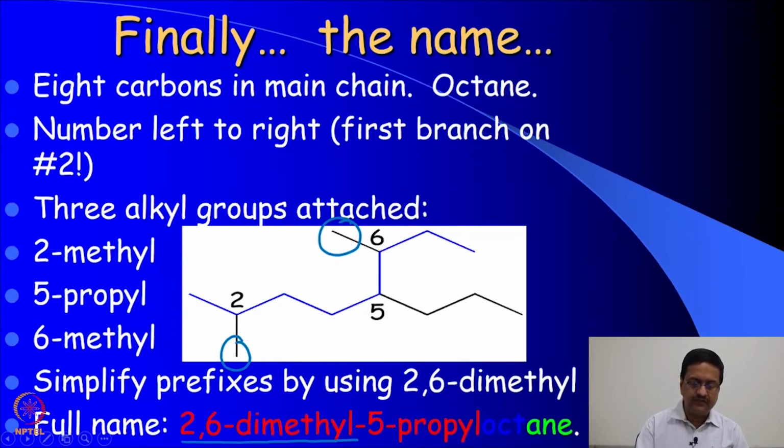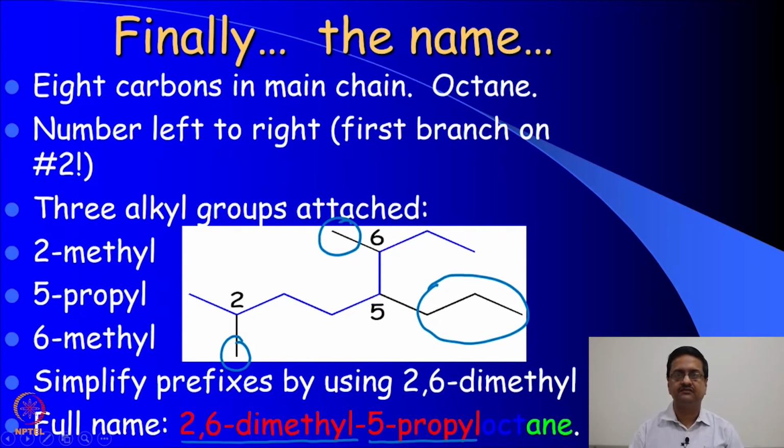At 5 position, we have an isopropyl group, we have a propyl group. So, we write it as 5-propyl, and the main chain is octane. So, we write it as octane. So, the full name will be 2,6-dimethyl-5-propyl octane.